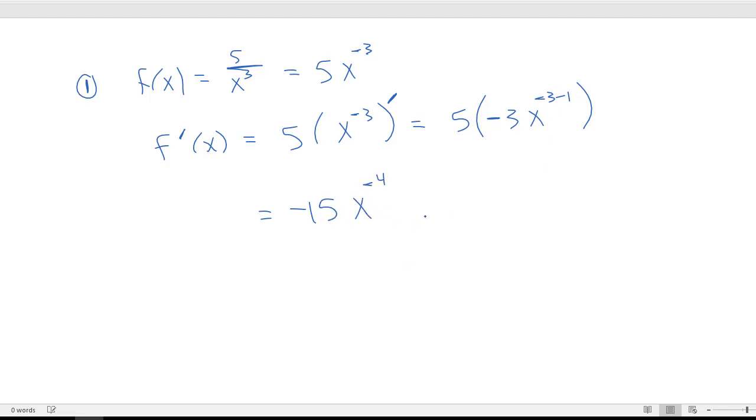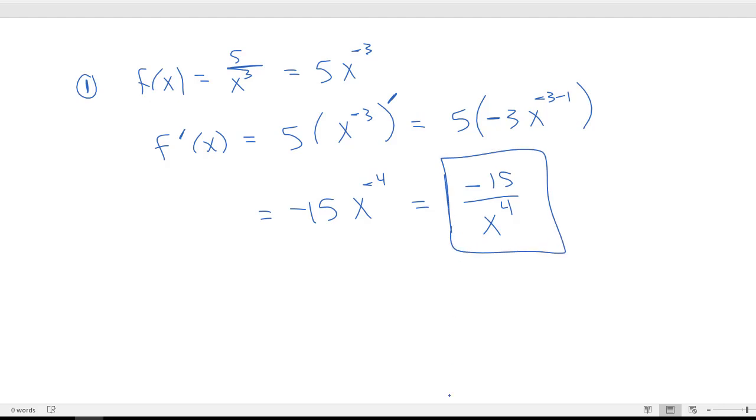Now this is definitely an acceptable expression for the derivative, but because we have a negative exponent, we usually want to simplify that and get rid of the negative exponent. So we're going to push it back into the denominator and make the exponent positive. And so there would be the derivative of 5 over x cubed.